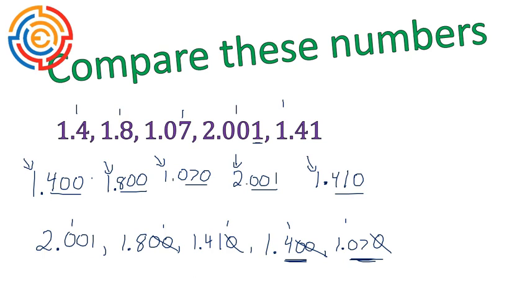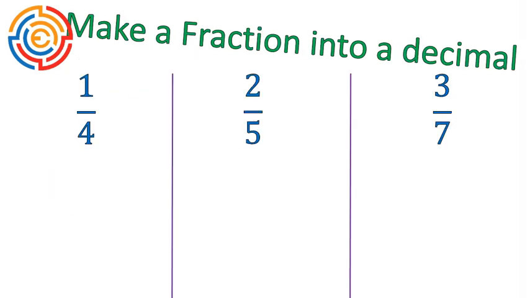So this would be 2.001, 1.8, 1.41, 1.4, and 1.07. Now what we need to do is go on to our next step, which is converting a fraction into a decimal. I like to tell people when I'm doing this that a fraction literally is division. If you've never thought about that before, let your mind be blown. A fraction literally is the division symbol. So what that means is that 1 over 4 means 1 divided by 4.